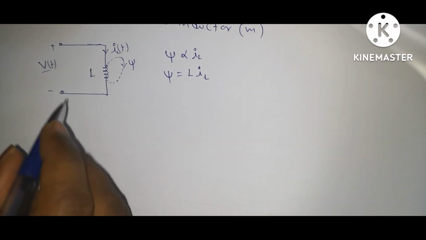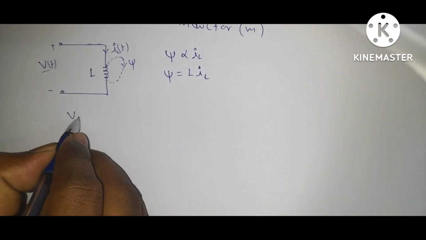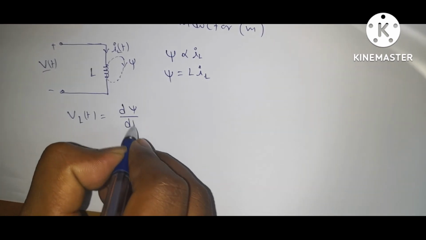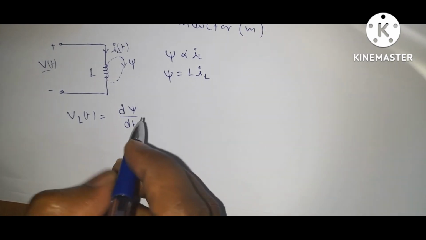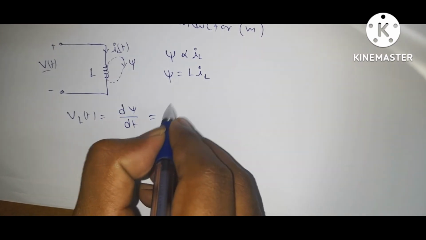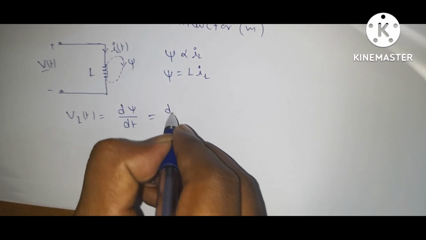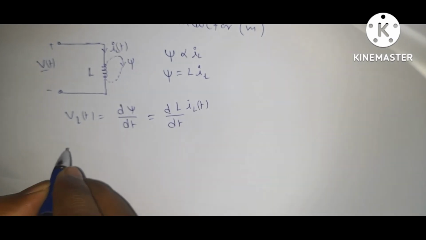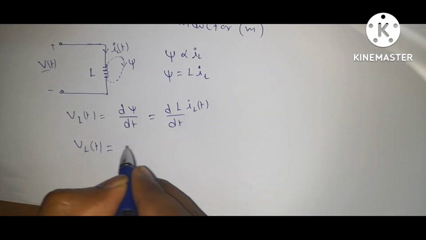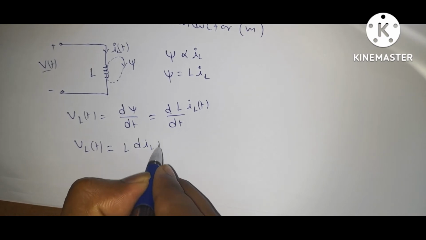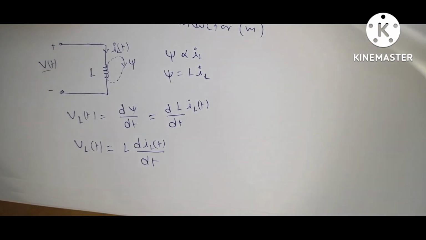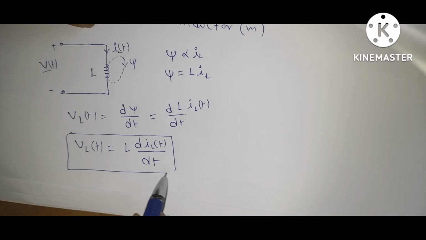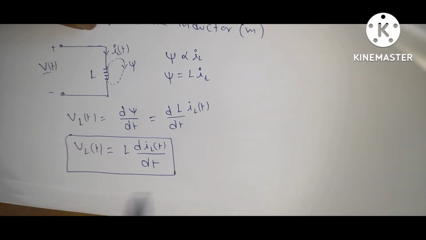Now the voltage across the inductor can be written as VL of t is equal to the rate of change of flux. So substitute this value, d by dt of L into IL of t. So what is VL of t? VL of t is equal to L into dIL of t by dt. This is the voltage across the inductor. This is one of the forms of Ohm's law.